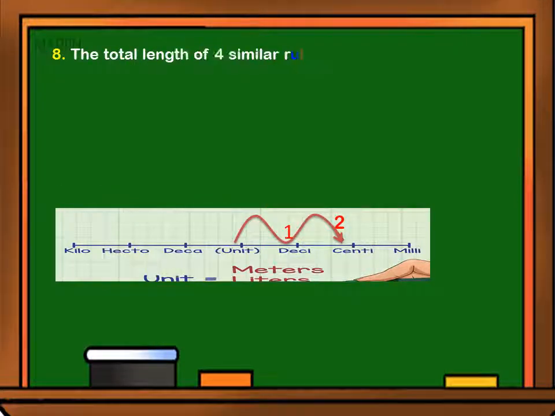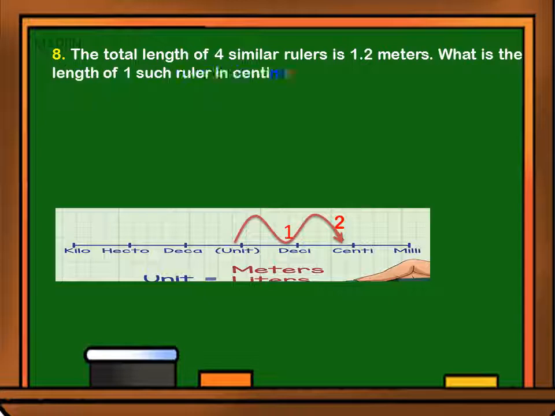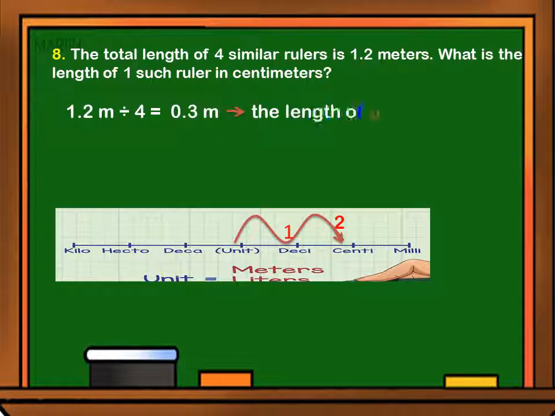The total length of 4 similar rulers is 1.2 meters. What is the length of one such ruler in centimeters? 1.2 meters divided by 4 equals 0.3 meters, the length of one ruler. Then, we have to convert 0.3 meter to centimeter.